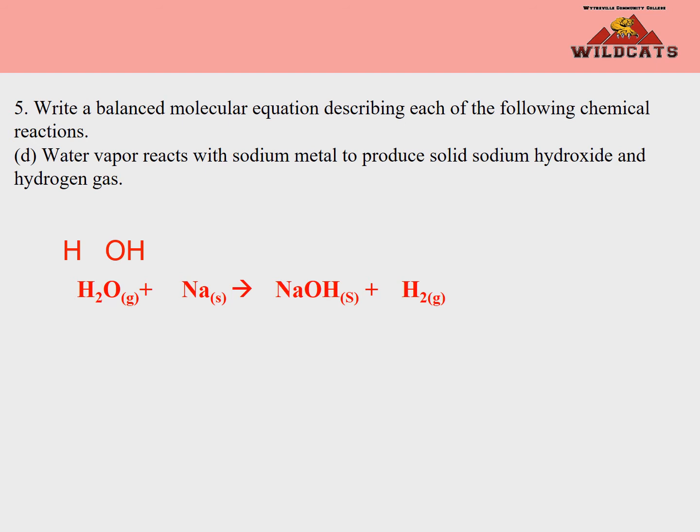I've got 2 hydrogens on the right, so I'm going to put a 2 in front of the H2O, because that 2 is going in front of the H and in front of the OH. So I'm going to put a 2 in front of the NaOH so that I've got 2 OHs on both sides. I have a 2 in front of the Na. So put a 2 in front of the Na, and now my equation is balanced.